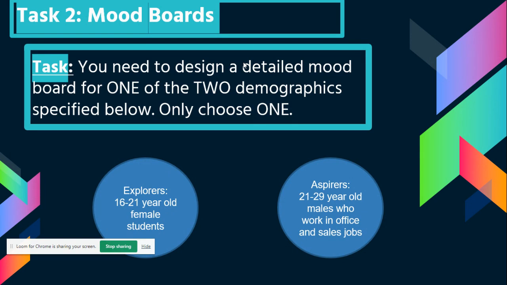So you've got a lot of information there. Basically that's the key bits of information that you might have been able to pull out of a brief. And then on the right hand side, you've got people who are very aspirational, between 21 and 29, males who work in an office and work perhaps in sales jobs. So you've got to think about what kind of people they are. So what kind of products would you put onto a mood board?